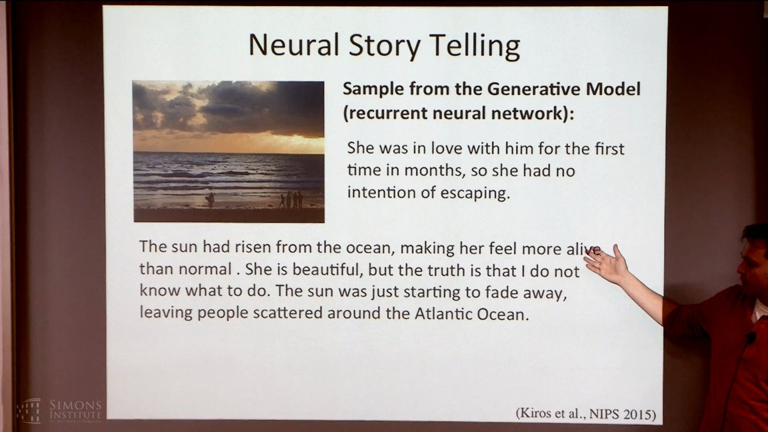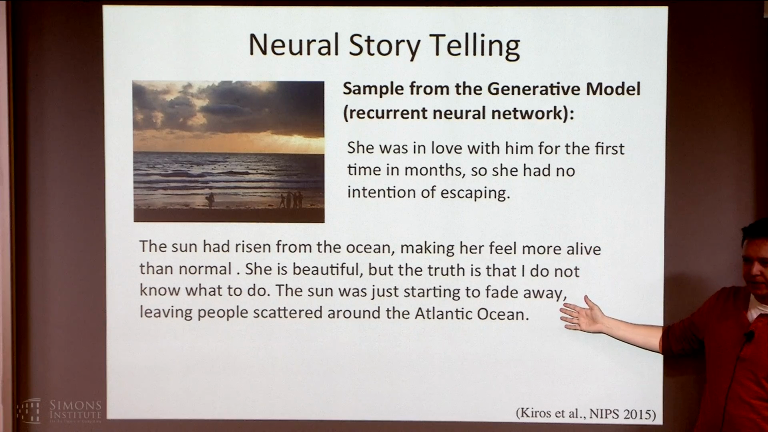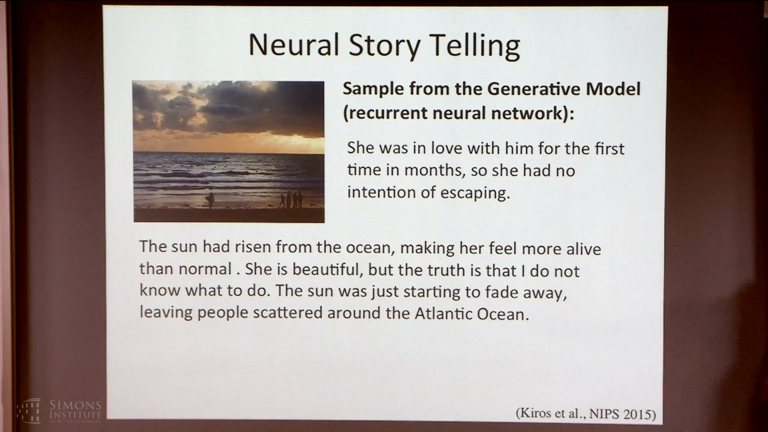The sun had risen from the ocean. The sun is just starting to fade away. So you can see that semantically we're not there yet. And that's actually quite an open problem: how to generate coherent pieces of text. An even harder problem is to evaluate. So that's completely an open question. How do you evaluate these models? It's absolutely not clear.